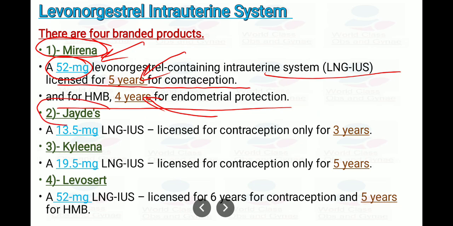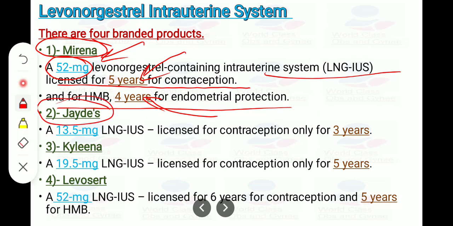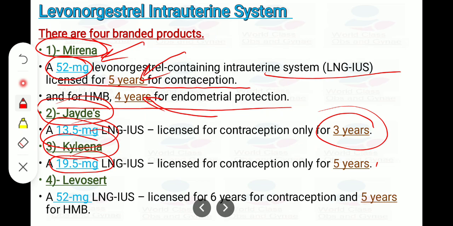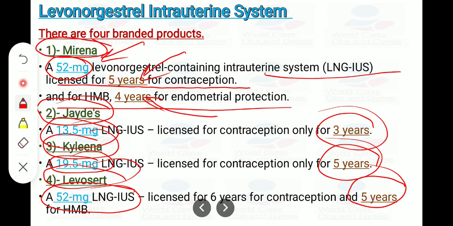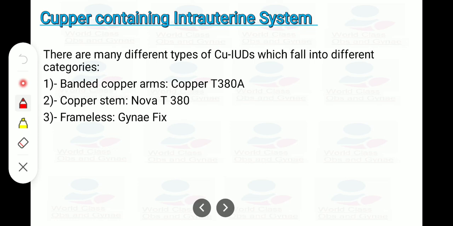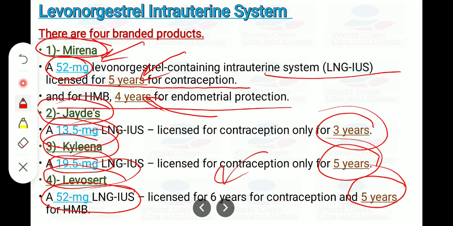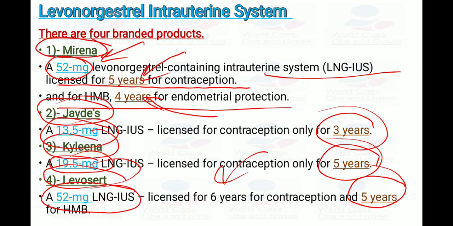And Jaydess is 13.5 milligram levonorgestrel used for 3 years. Kyleena, 19.5 milligram levonorgestrel, is used for 5 years. Levosert, like Mirena, contains 52 milligram levonorgestrel, and it is used for 6 years for contraception and 5 years for HMB. So although the dose is the same as we see in Mirena, Levosert is used for a longer period as compared to Mirena.